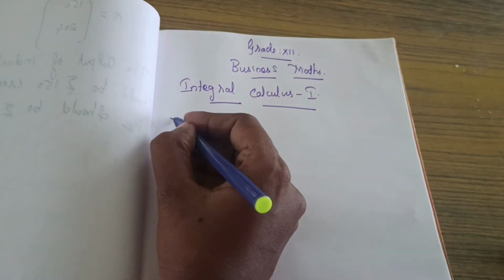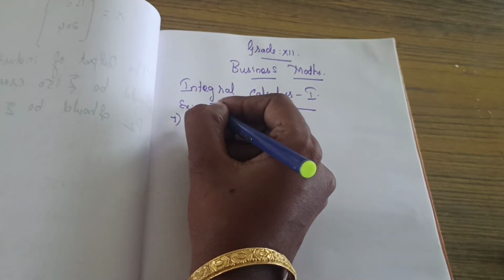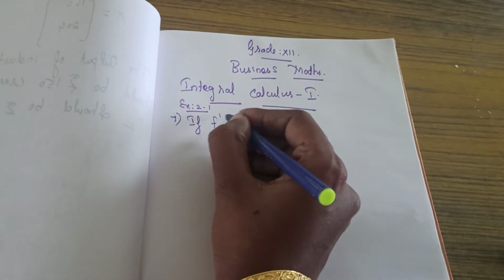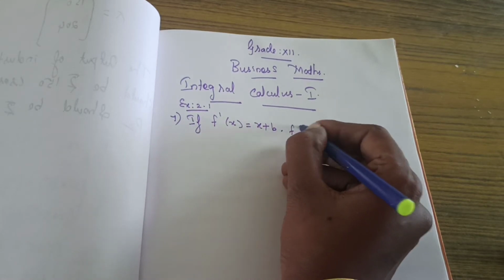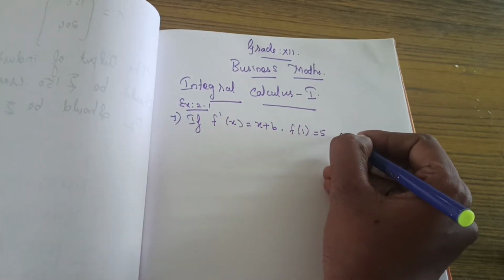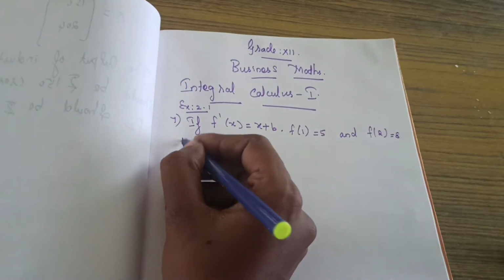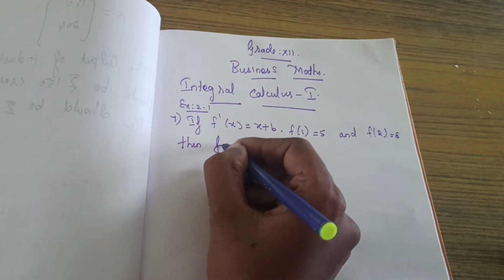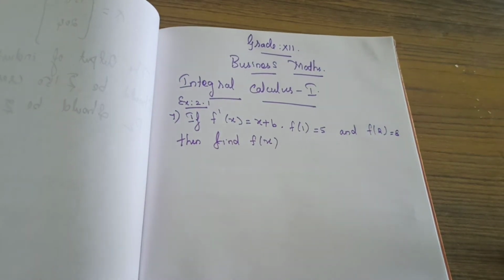That is problem number 7 in exercise 2.1. If f dash of x is equal to x plus b, f of 1 equal to 5 and f of 2 equal to 8, then find f of x. Okay students, listen here. If f dash of x is given, and f of 1 and f of 2 values are given, we need to find f of x.